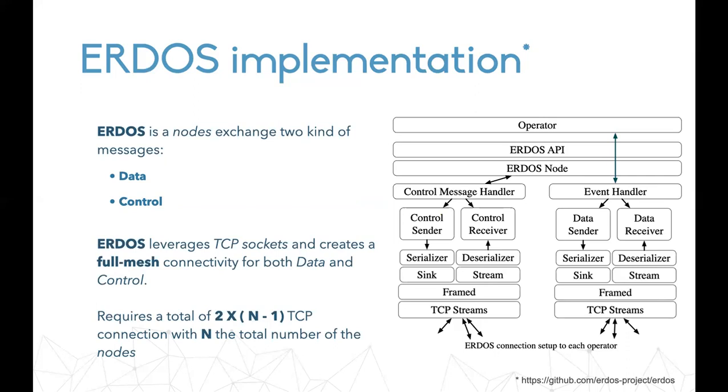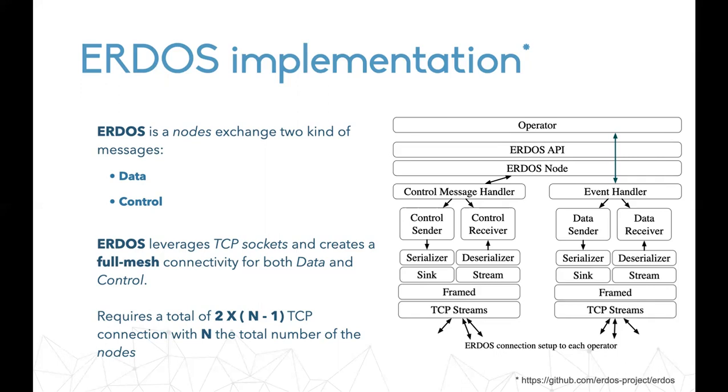So each operator will run in a different process, and we need to have some communication between those operators. The communication of those operators leverages TCP sockets, both for data and control messages, which means that you have sockets for data and sockets for control. And in order to achieve communication between all the operators in the graph, what ERDOS does is full mesh connectivity. So if you have 20 operators in your graph, you will have a full mesh network of 20 nodes, which means that you will have 2 times n-1 TCP connections with n number of nodes. We have 2 times n-1 because we have a separation, as said, between control stream and data stream.